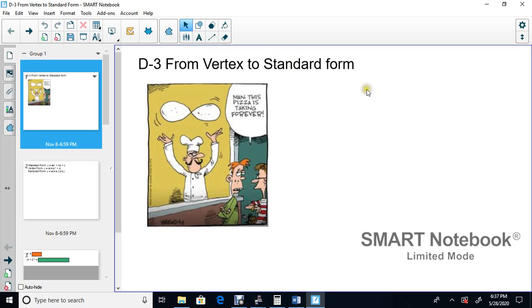So we're going to go from vertex form to standard form in this lesson.